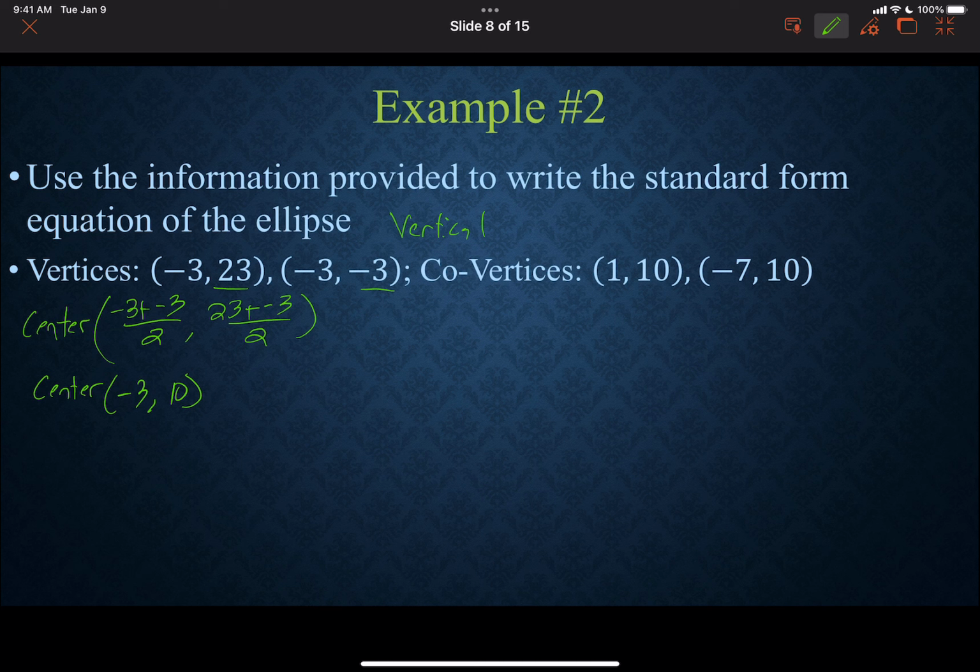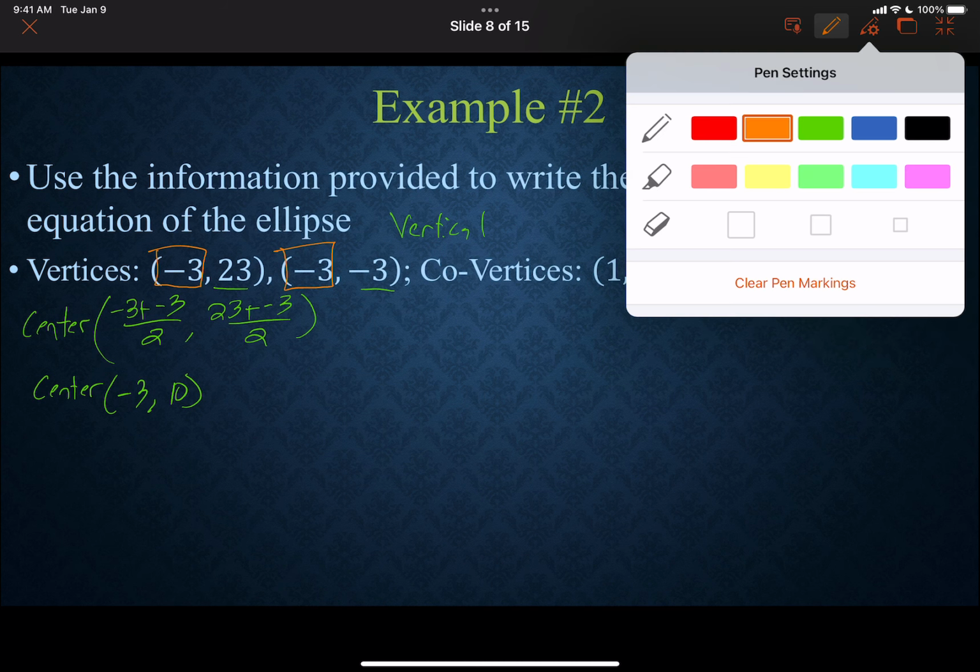Now, you might have noticed in the previous one, you're definitely going to notice right now, if you're given vertices and co-vertices, you can actually avoid doing the midpoint formula because the unchanging value for each of them, -3 for the x's for the vertices, and then 10 for the co-vertices, would represent the coordinate point of the center. That's how it's always going to be if you happen to be given vertices and co-vertices. If you're given vertices and anything else, you will still have to calculate the center by doing a quick midpoint formula. But otherwise, that's how that would work out for us.